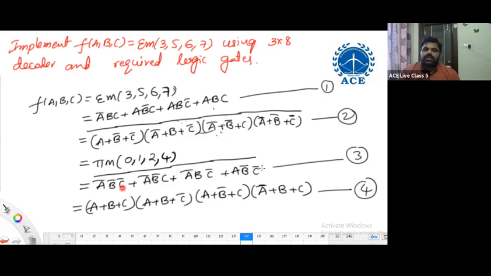What about this equation number 4? Equation number 4 is POS. Equation number 3 is also POS. Looks like SOP without complement. After applying this complement, I am getting same expression. So 1 and 2 are SOP, 3 and 4 are POS. No doubt in that. Be clear about this, sir. 1 and 2 are SOP, 3 and 4 are POS.